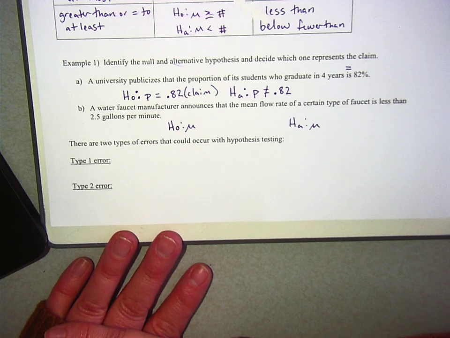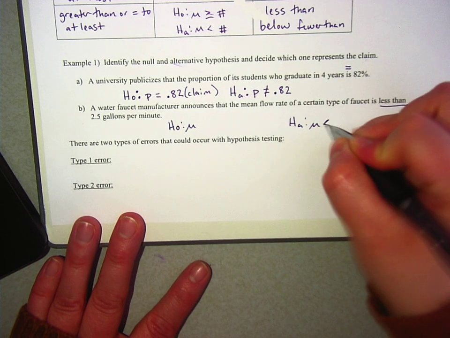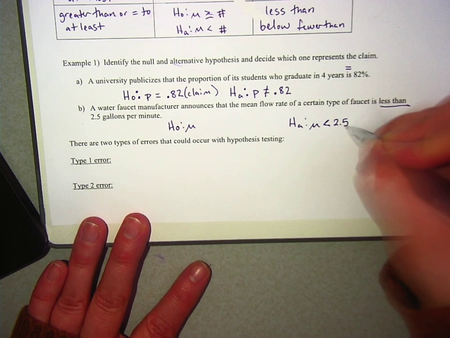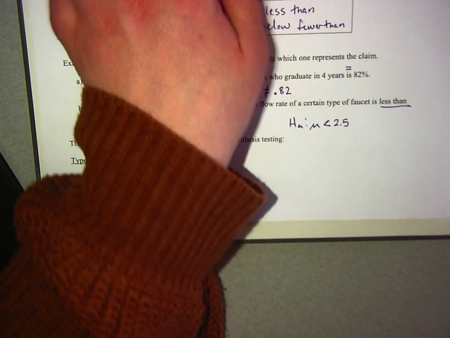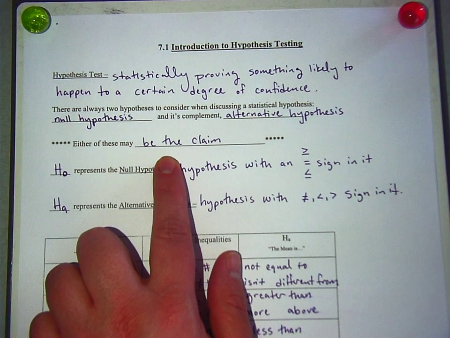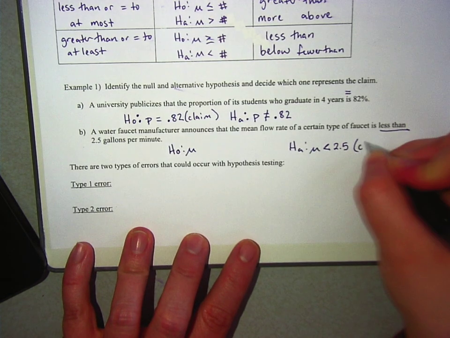It says less than or equal to. It doesn't say less than or equal to, it just says less than, so it must be over here, because it doesn't say less than or equal to. And this is 2.5. Remember that it says it up here, which you didn't understand because I didn't explain it, but either one of these can be the claim. The alternative or the null can be the claim. So this one is the claim.